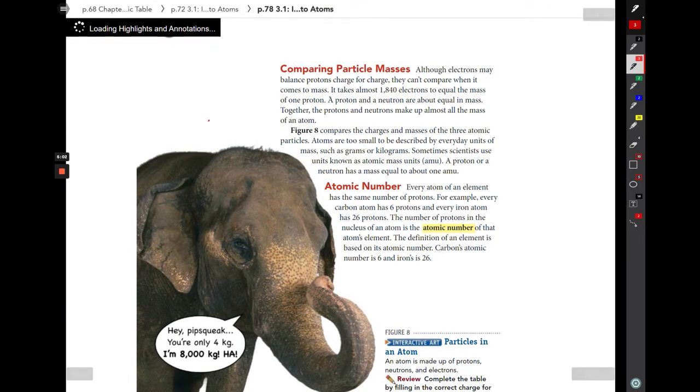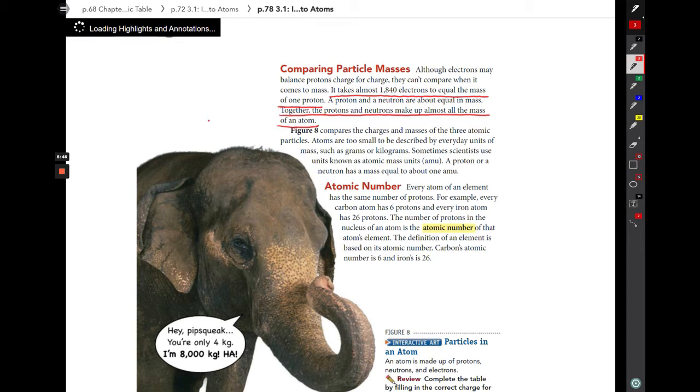It takes almost 1,840 electrons to equal the mass of one proton. So protons and neutrons are about the same, and again, those are in the nucleus. But electrons are really, really tiny. So most of the mass of the atom comes from the protons and the neutrons. So together, the protons and neutrons make up the mass of the atom. The electrons are kind of insignificant. Remember, those are those little things rolling around outside in Lucas Oil Stadium, with the pencil eraser being most of the mass right at the center.